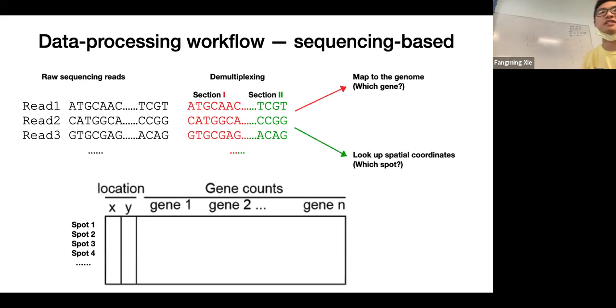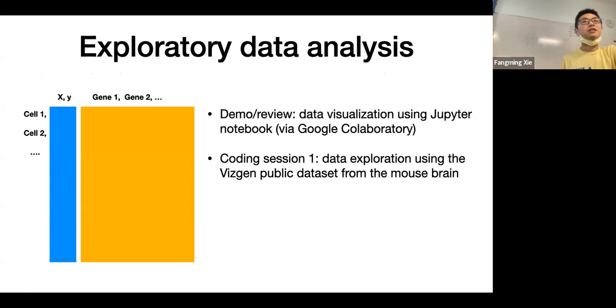A spot in this case roughly means one cell or a few cells, or a bead in your technology. For each spot, you know its location and how many copies of each gene it has. Again, you arrive at this location by gene count matrix. That's what we care about next. Here's a different way of visualizing the same thing. Each cell is a row, with its spatial location X and Y, and expression levels for different genes: how many copies gene one has, how many copies gene two has.